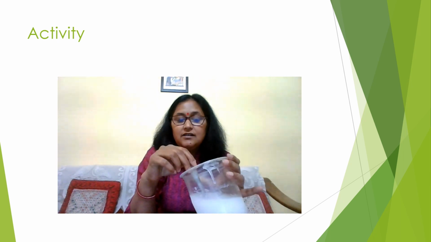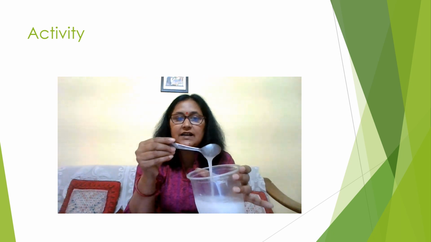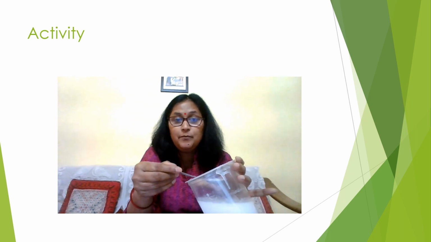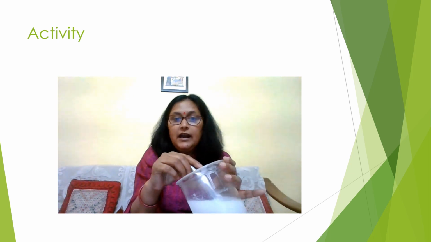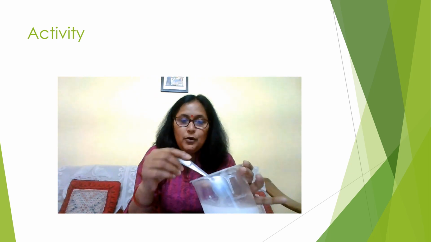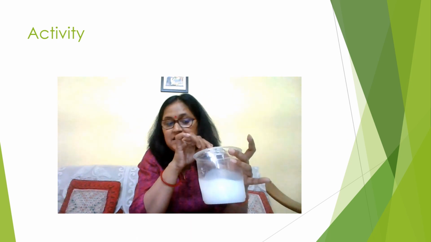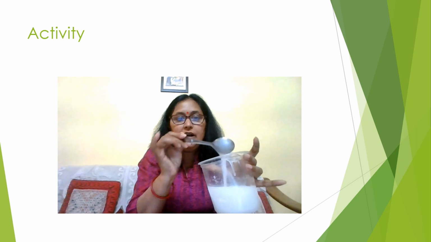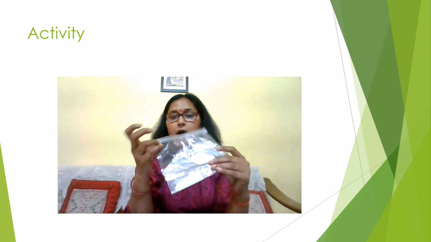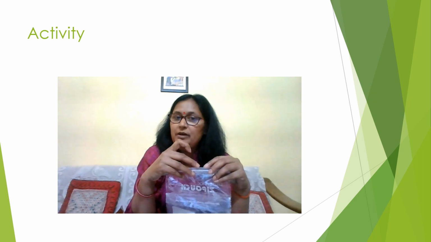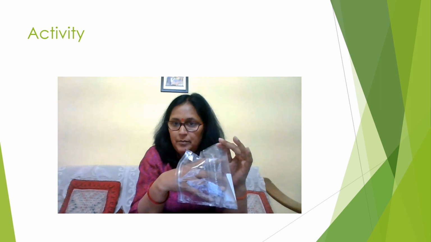So this, you can imagine as a cytoplasm. This is how a cytoplasm looks like. Semi-fluid, semi-liquid, viscous, jelly-like fluid is a cytoplasm. So this will be our cytoplasm. And one zip pouch I've arranged. So this will be our cell membrane. You have to imagine it as a cell membrane.